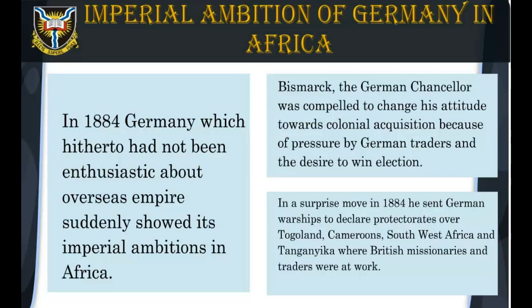Imperial ambition of Germany in Africa. In 1884, Germany, which hitherto had not been enthusiastic about overseas empire, suddenly showed its imperial ambitions in Africa.